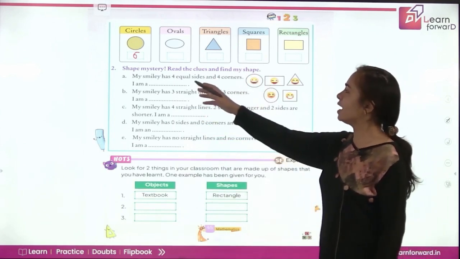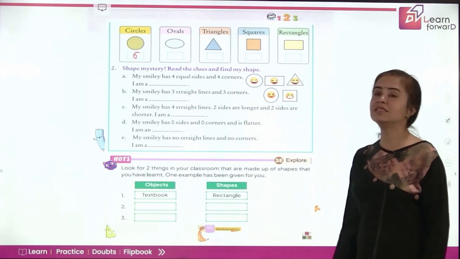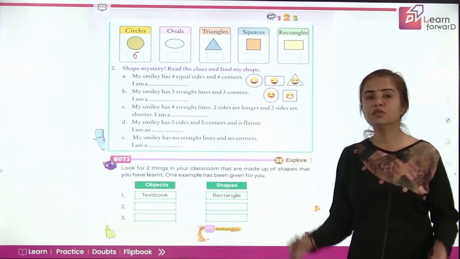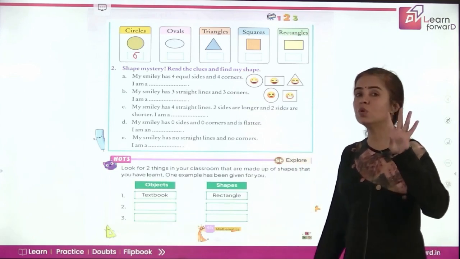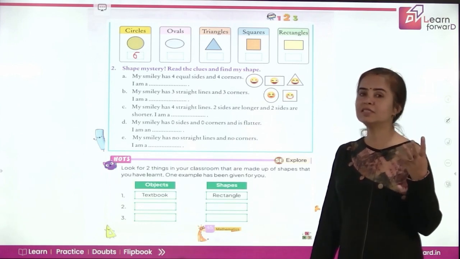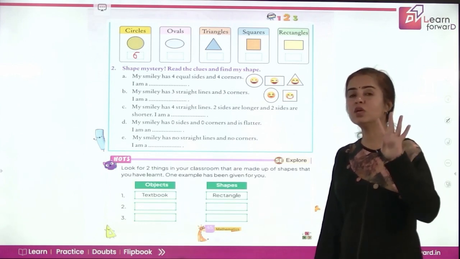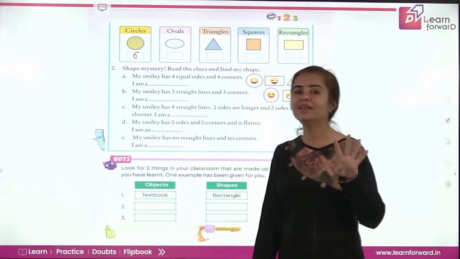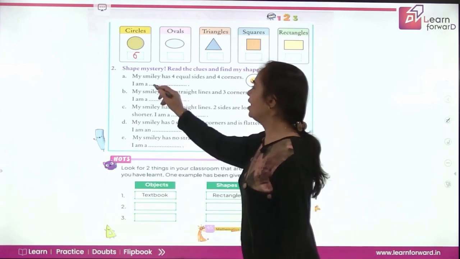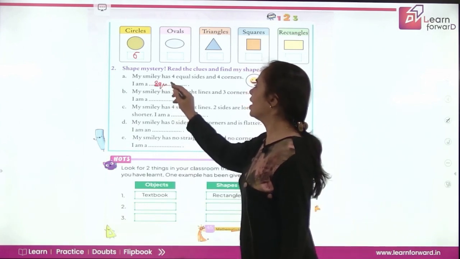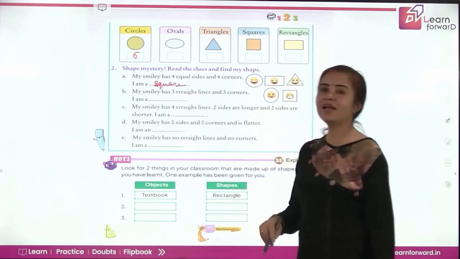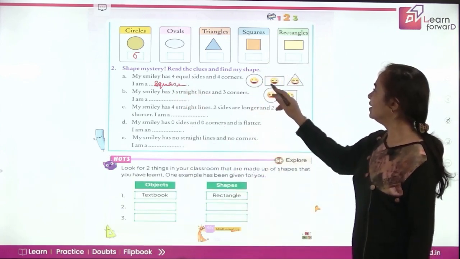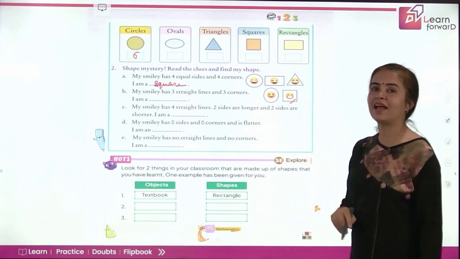My smiley has 4 equal sides and 4 corners. So, which of the shapes has 4 equal sides? 4 corners are there in 2 shapes, but 4 equal sides are there only in a square. So, I am a square. Where is my smiley? It is right here and it's done.